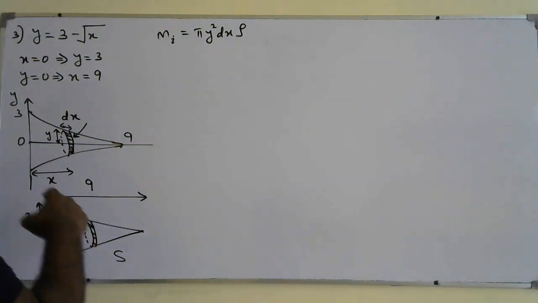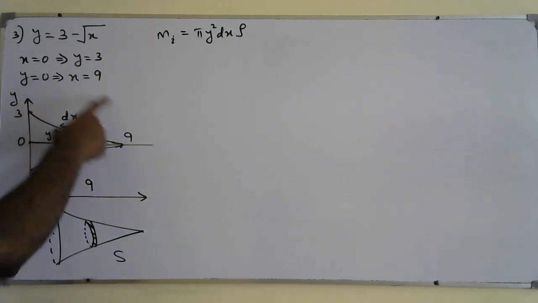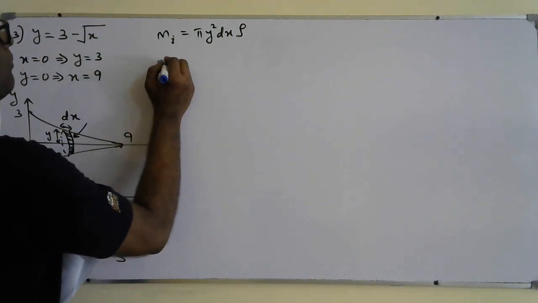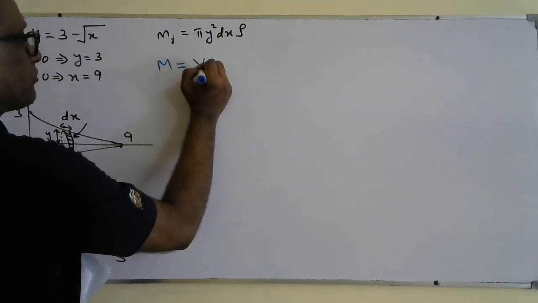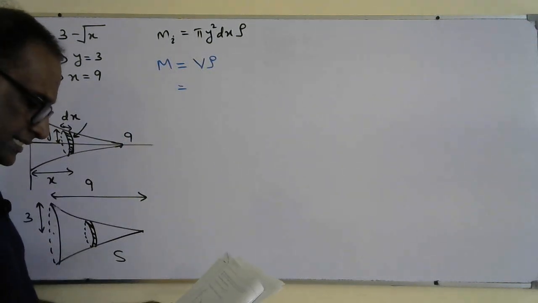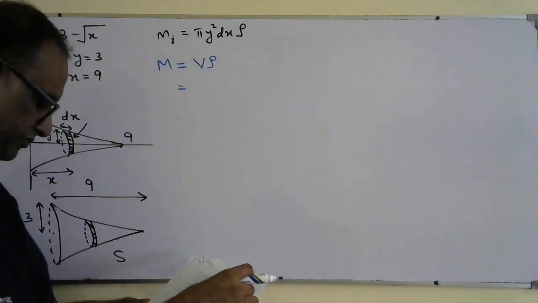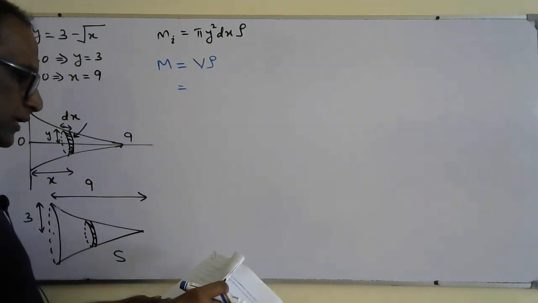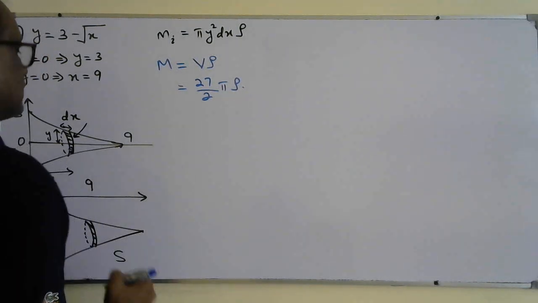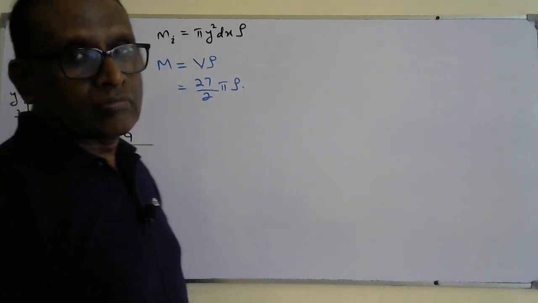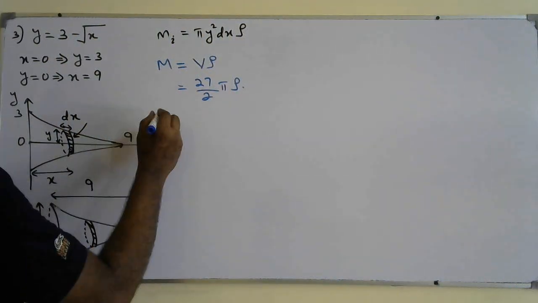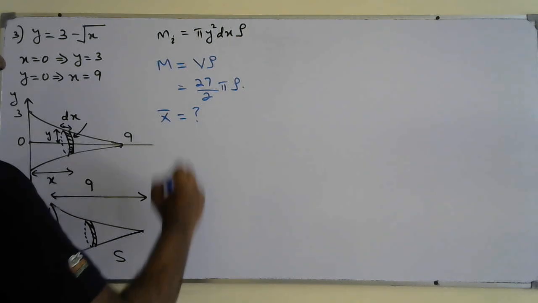So we know the total mass of this S, because we know the volume. The total mass m is the volume of the whole S into density. The volume we just found is 27 pi by 2, into rho. That's the mass of the whole S. The center of mass of it, x bar, we need to find.